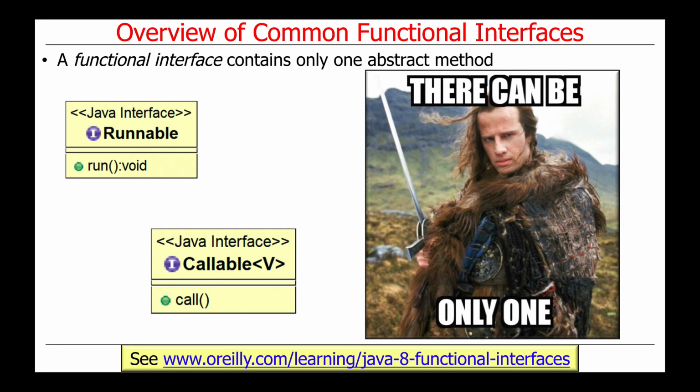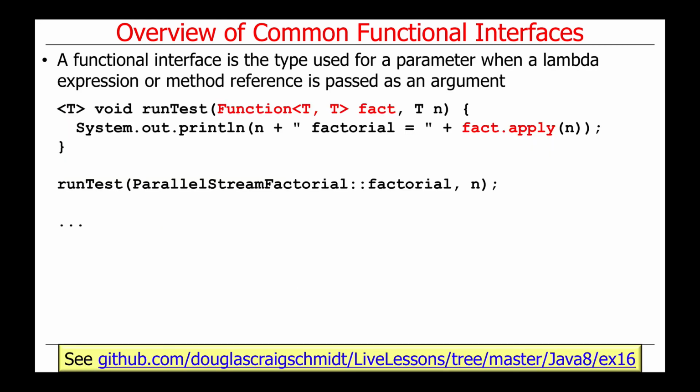A functional interface contains one and only one abstract method. Examples of functional interfaces that you're probably familiar with already would include Runnable with the run method and Callable with the call method. In all these cases, there can be only one, just like the Highlander movie. A functional interface is the type that's used for a parameter when a lambda expression or a method reference is passed as an argument to a method.